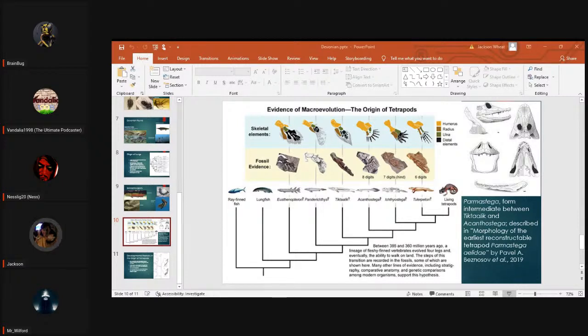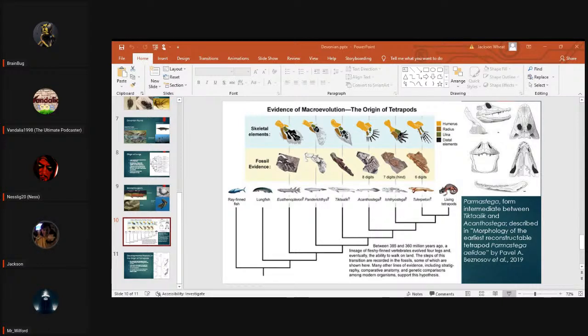So, of course, you have Eusthenopteron, Panderichthys, Tiktaalik, Acanthostega, Ichthyostega, Tulerpeton. Tulerpeton is, I think, the earliest actual tetrapod, or maybe just a stem tetrapod. It's really close, but it's got six fingers rather than five. Unfortunately, everything between lungfish and living tetrapods has no descendants. They're all gone, all the crossopterygians, as they used to call them, that paraphyletic term.